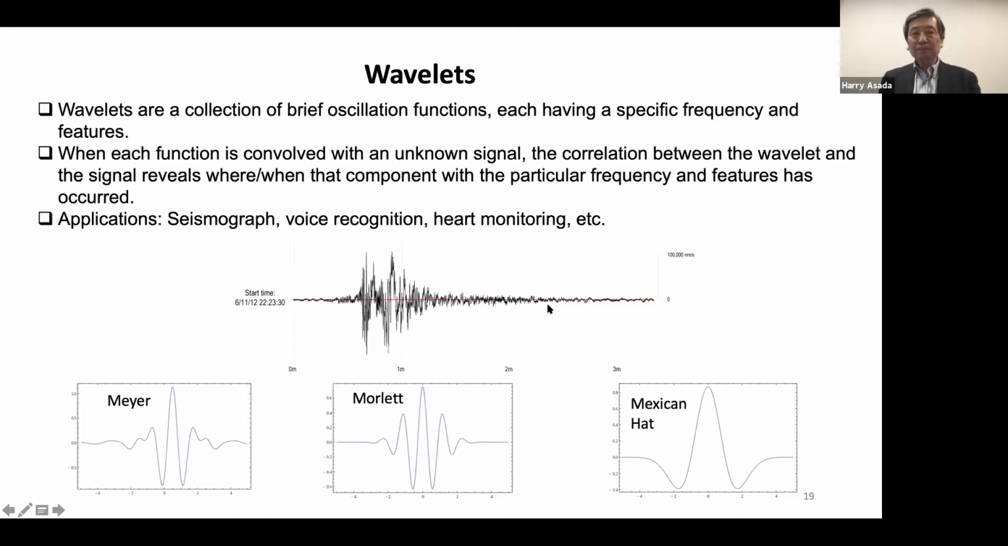Okay, so when each function is convolved with an unknown signal like this, the correlation between each of the wavelets and the signal reveals where this kind of feature happens. So suppose this one is something like a seismograph.